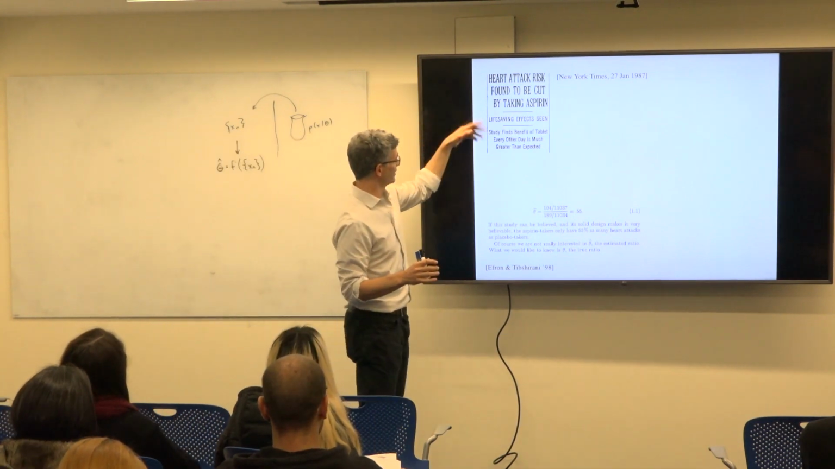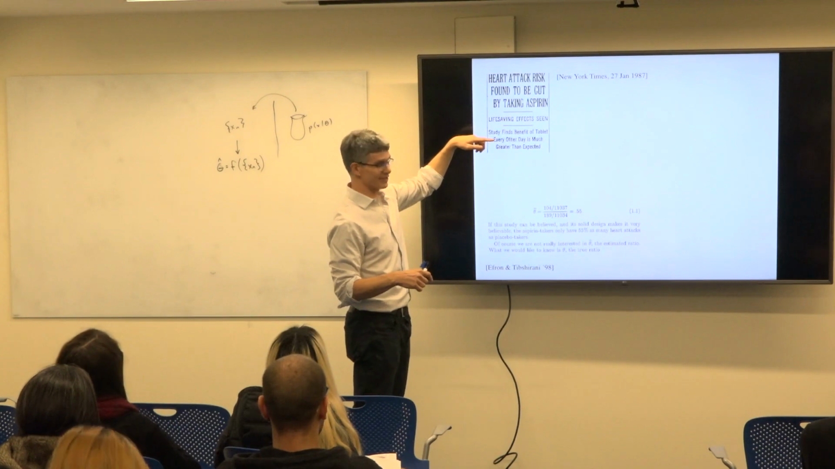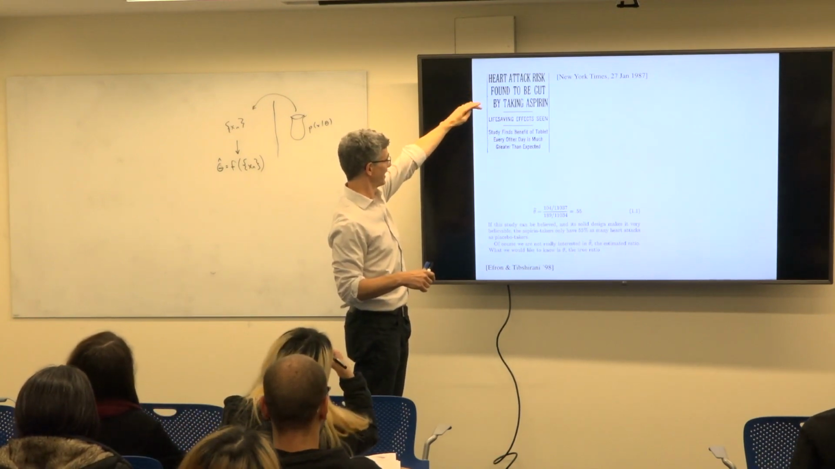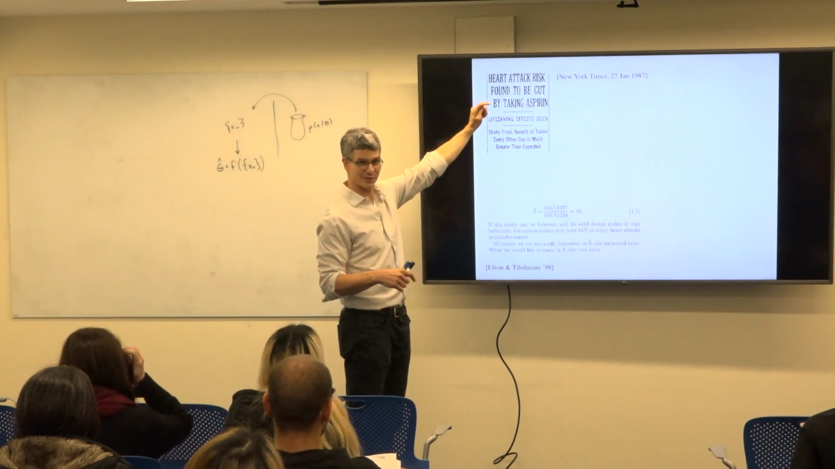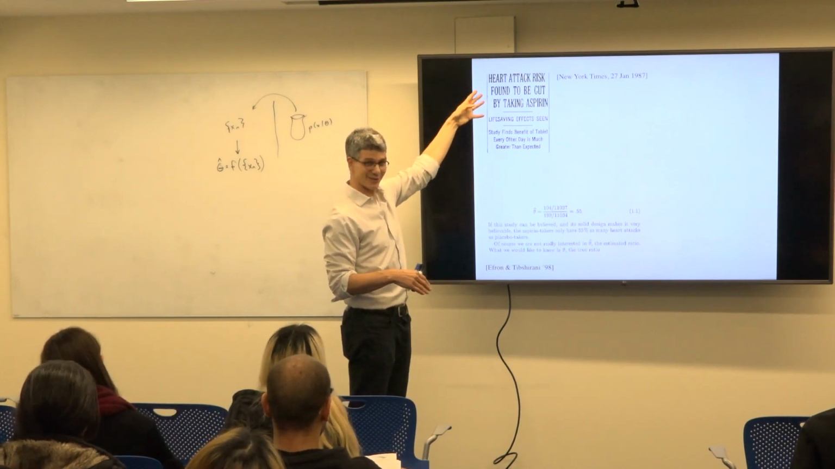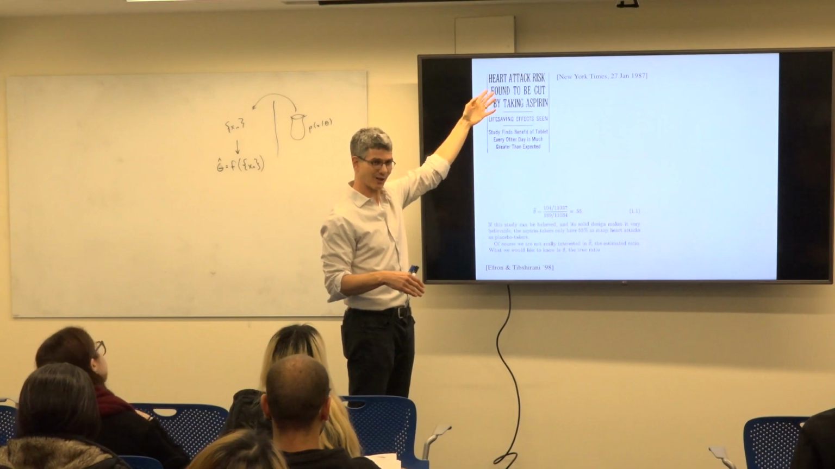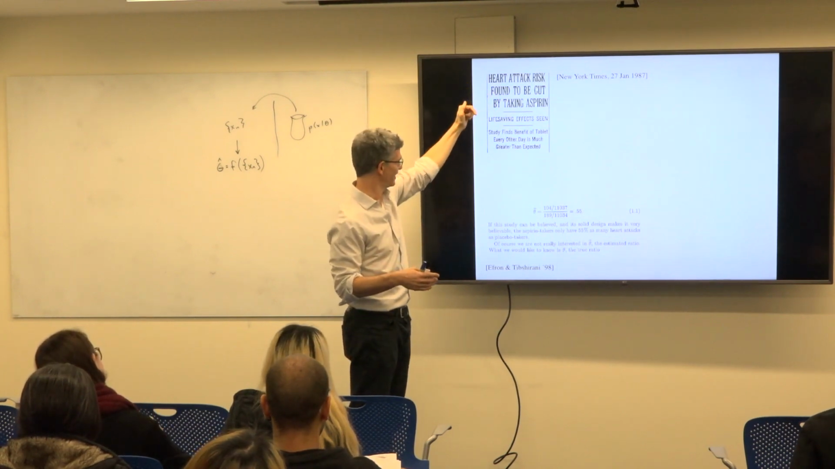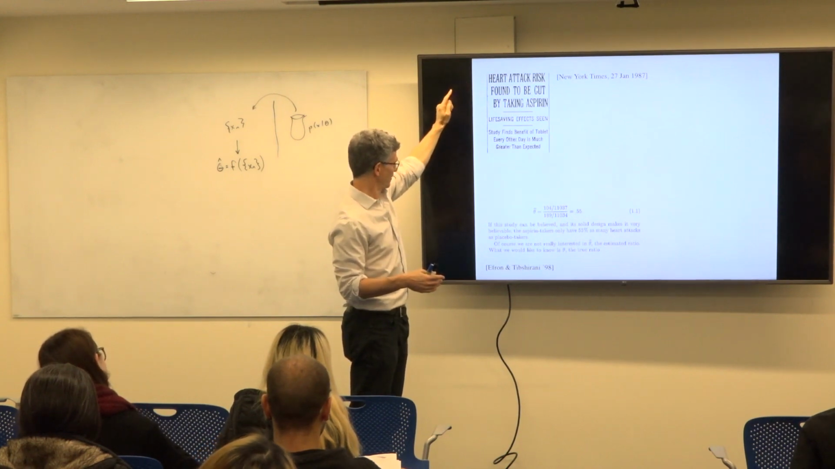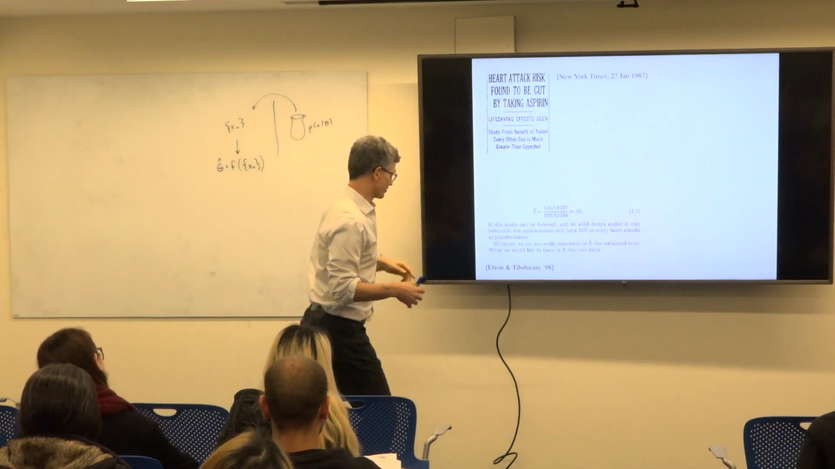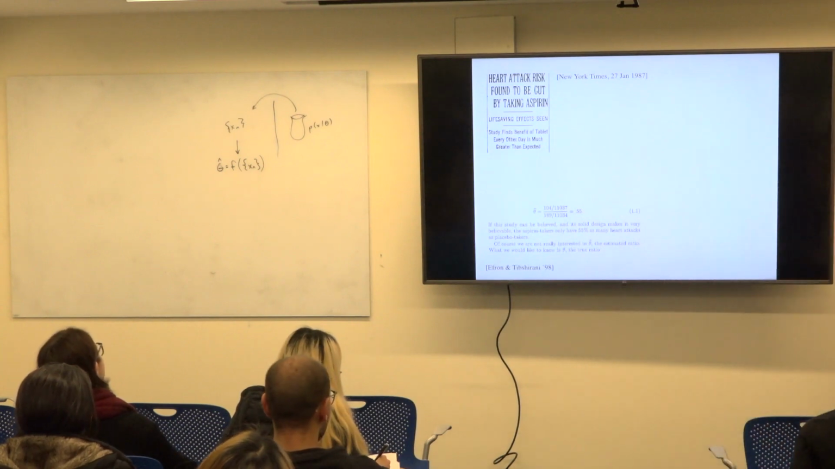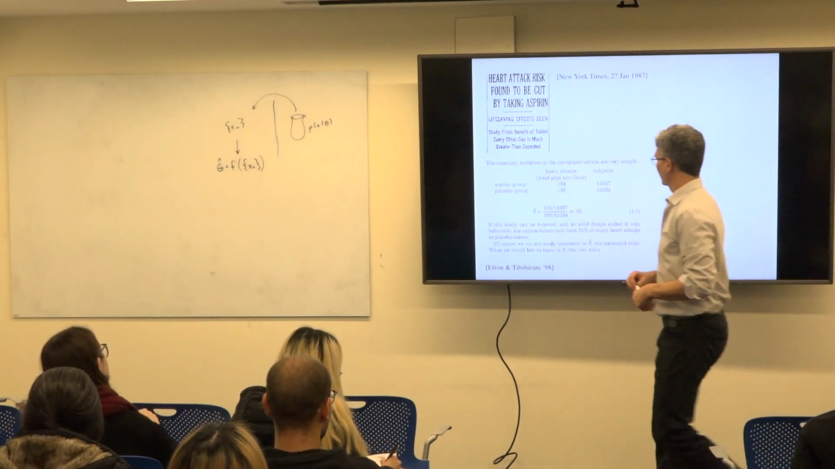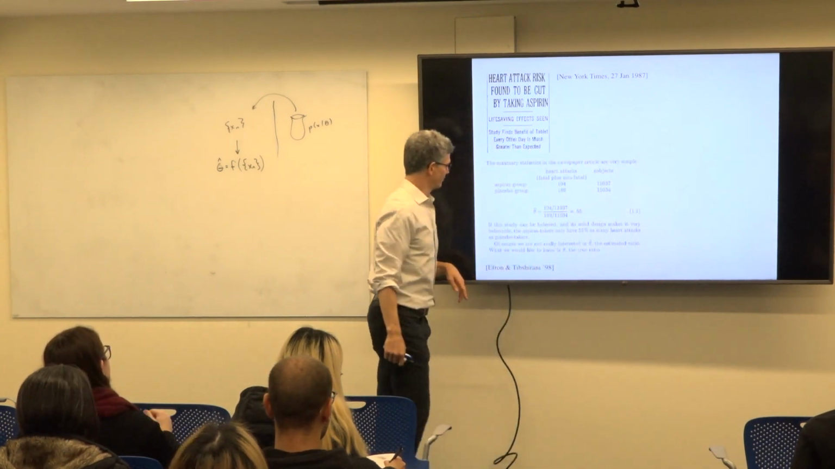Okay, so here's an example. New York Times, January 1987: heart attack risk found to be cut by taking aspirin. It's a pretty famous study. It's still believed that this is true, and many people that have heart issues take aspirin or half a tablet of aspirin every day. So what's the study based on? Here we go. The summary statistics in the newspaper article are very simple.